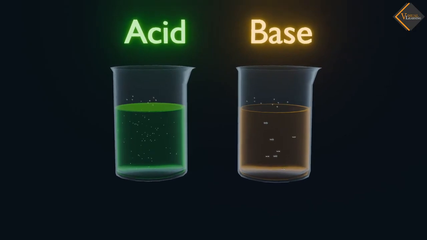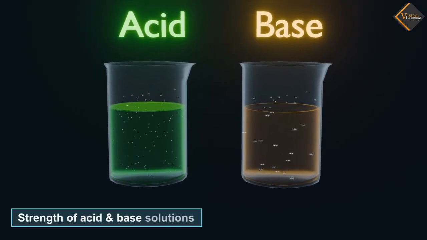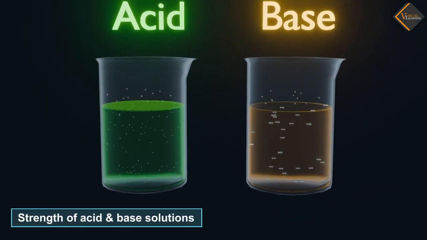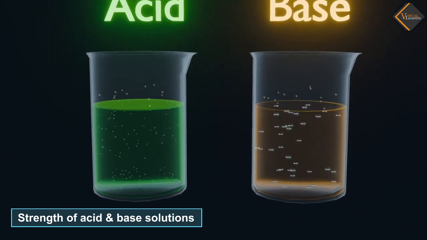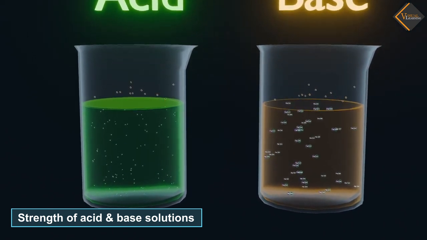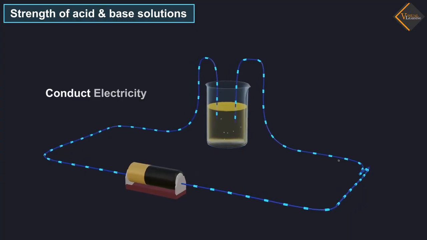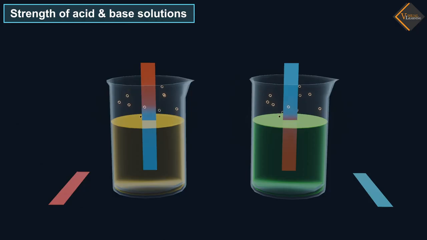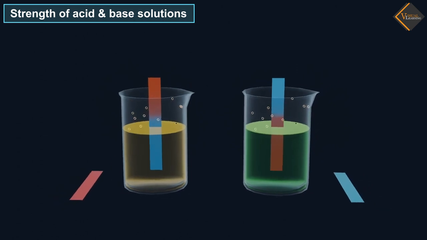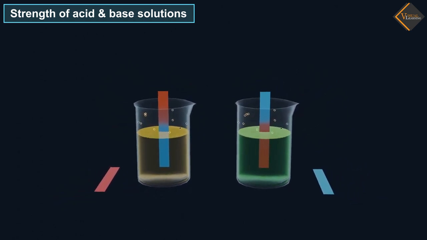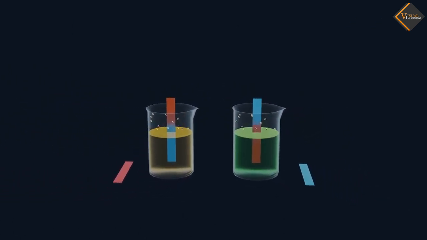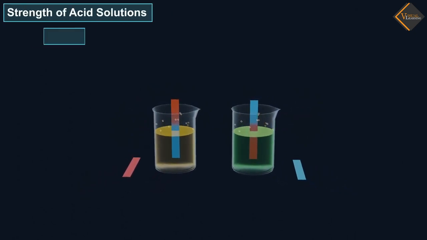Now let us understand the strength of acid and base solutions. We can understand the strength of acid or base solutions based on their ability to conduct electricity, their pH values, and their effects on indicators. By understanding these parameters, we can determine whether an acid or base is weak or strong. Now let's understand these parameters one by one for acid.